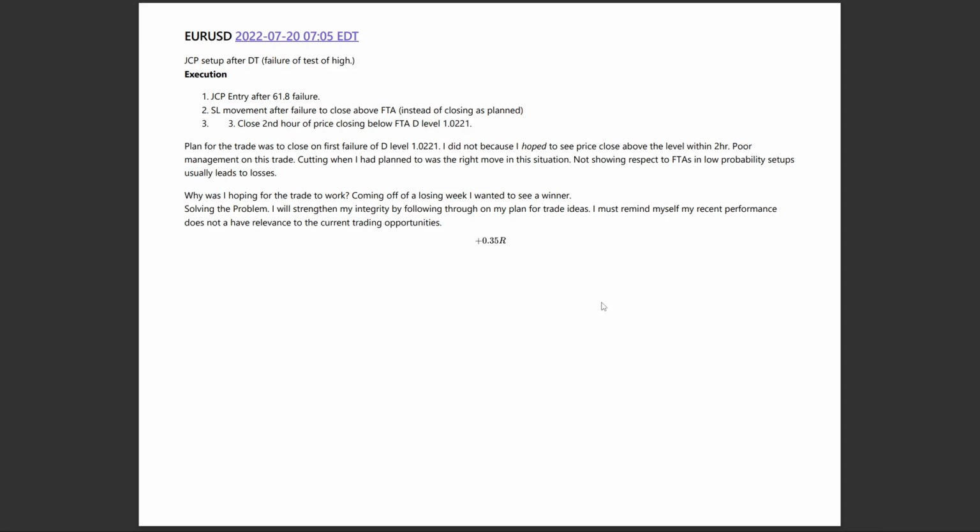Why was I hoping for the trade to work? Coming off a losing streak, I wanted to see a winner. Solving the problem, I will strengthen my integrity by following through on my plans for trade ideas. I must remind myself that my recent performance does not have relevance to the current trading opportunities.